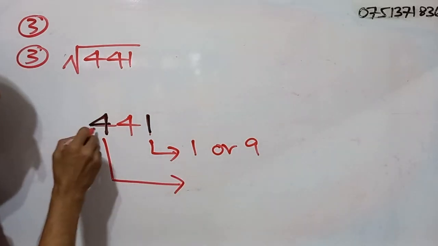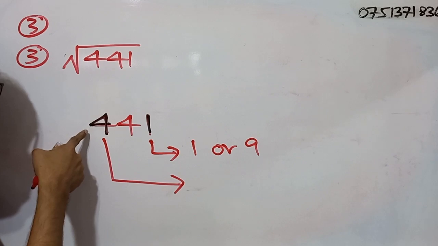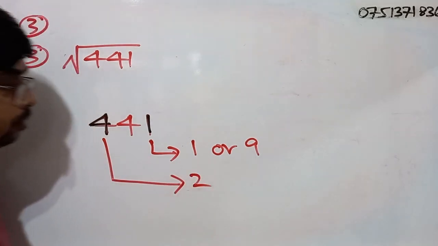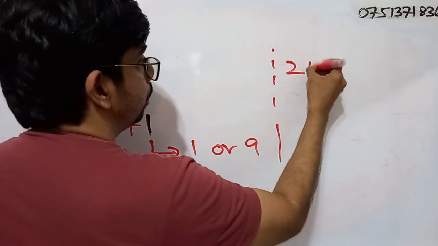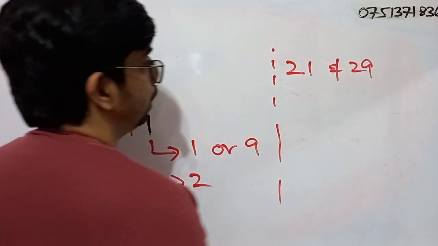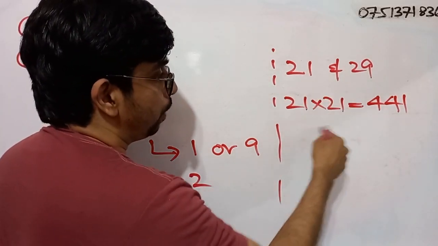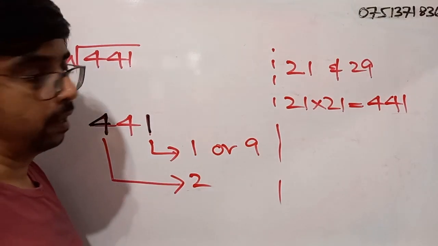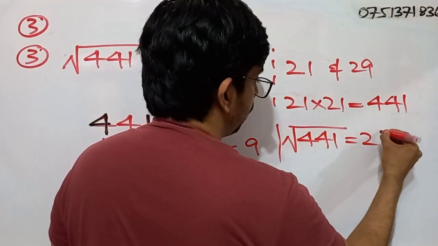Now, the digit on the hundreds place is 4. So we can consider the square root of 4. What is that? 2. So what are the two possible numbers? 21 and 29. Out of these two numbers, when we consider the square of 21, it is equal to 441. So that means the square root of 441 is 21.